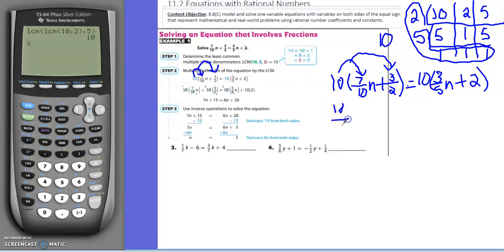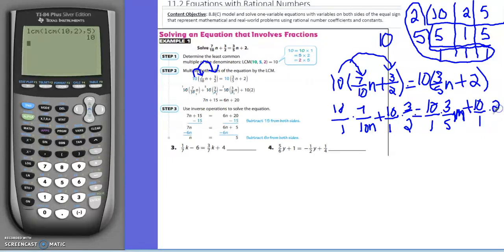So 10 times 7/10 n plus 10 times 3/2 equals 10 times 3/5 n plus 10 times 2. Alright, so here we have the tenths can simplify out.